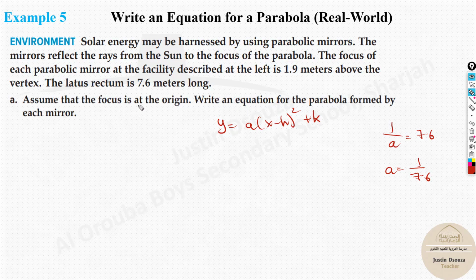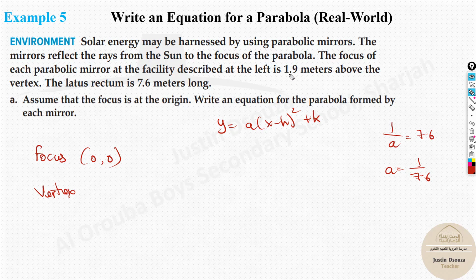Now assume that the focus is at the origin. Write the equation for the parabola formed by each mirror. Okay, this is very important now. Where is the focus? The focus is at the origin, that is 0 comma 0. So where will the vertex be now? See, if the vertex was at 0 comma 0, we would have directly written this formula, done. But they have told us the focus is at the origin.